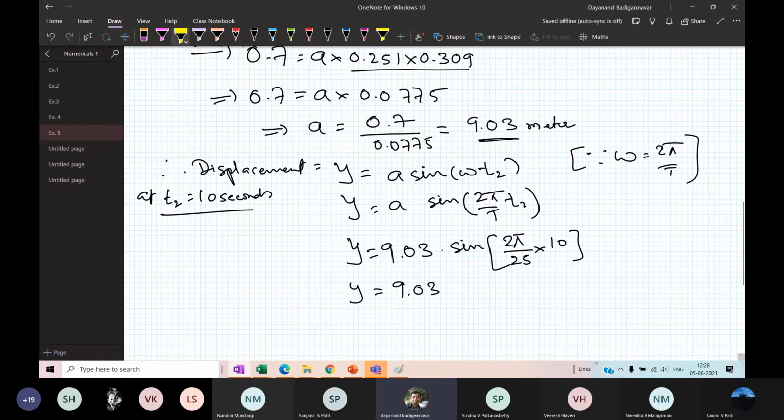Has anybody done the calculation? Sine of this value? Sine 2.513. Check, madam. Sine of 2 pi by 25. Check it and tell me the answer. Sine of 2 into pi. Pi means you have to set the calculator in radians. Okay. 2 pi into 10 divided by 25. Close the bracket. It is 0.587.